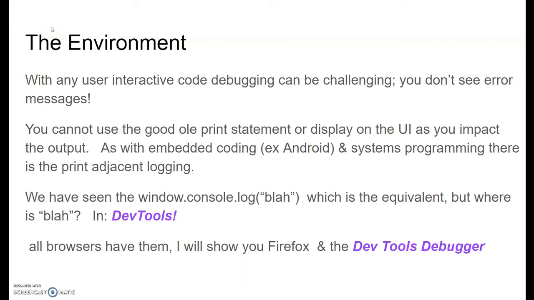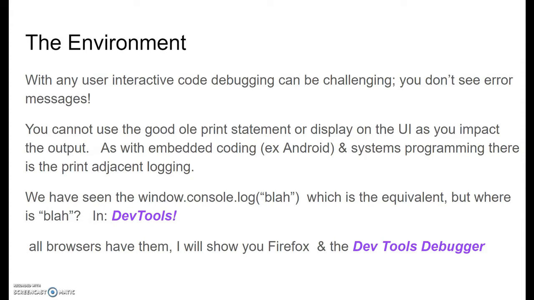So this environment is a user-based environment, so you don't see error messages. It can be a bit challenging, and this is true of any interactive code. You can't use the good old print statement or display on the UI the way you would with a console type of app. You impact the output if you do that. And also you're not necessarily capturing everything that's going on because it's also event driven.